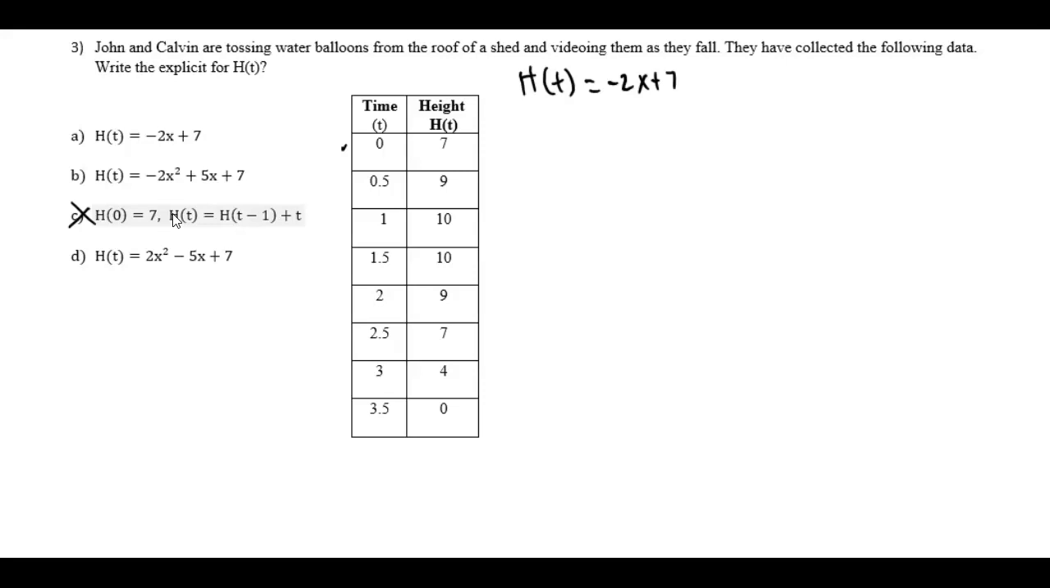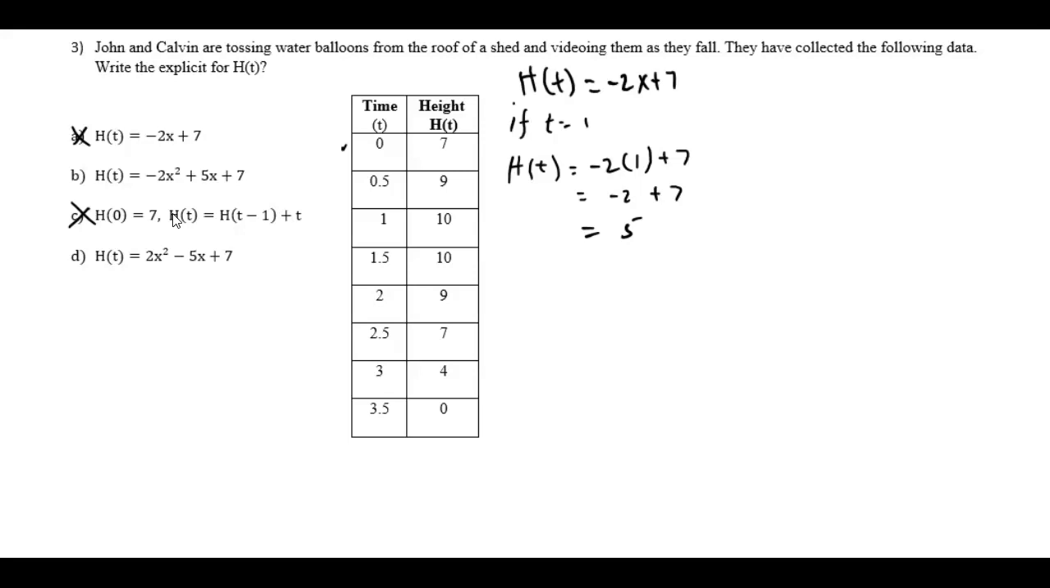So let's see if t is 1. If t equal 1, then h of t equals negative 2 times 1 plus 7. Negative 2 times 1 is negative 2, plus 7, which is equal to 5. So it doesn't work for this one. That means this is not the solution. This is out.